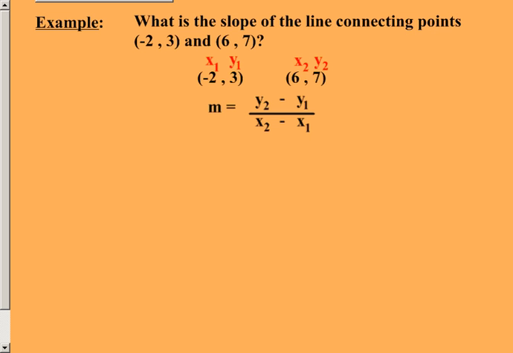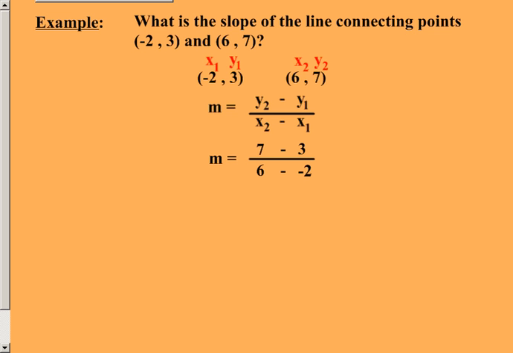So we're going to take our formula and plug in the information. The formula asks first for y2. y2 in this case is 7, so we're going to plug it in. Then it says to subtract from that y1, which is 3, so we're going to plug it in. Then the formula says to divide that by x2, in this case 6, and to subtract from that x1, which in this case is -2.